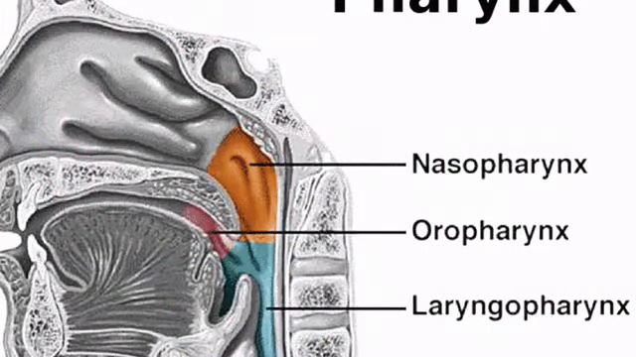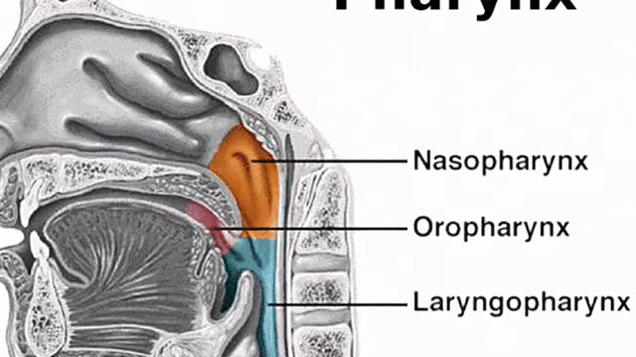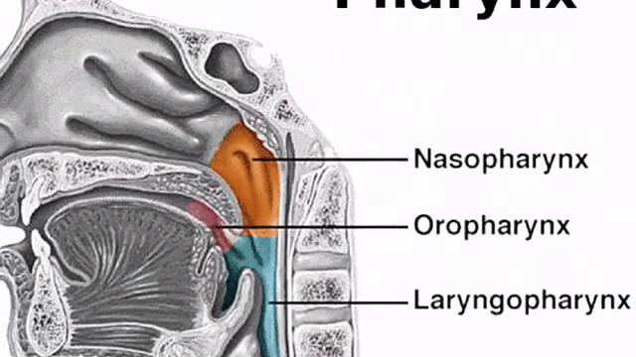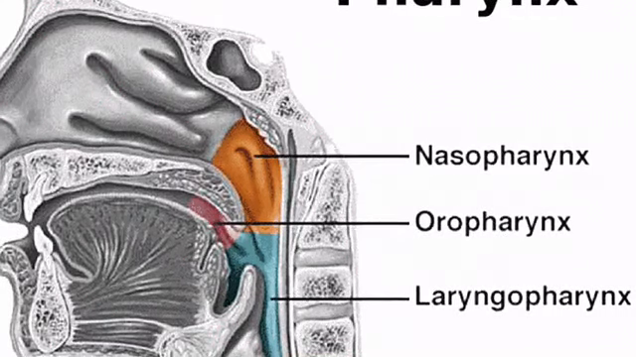The major functions of the pharynx are respiratory and digestive in nature. The muscles of the pharynx help in the mechanism of swallowing and provide a pathway for the food to move from the mouth to the esophagus.